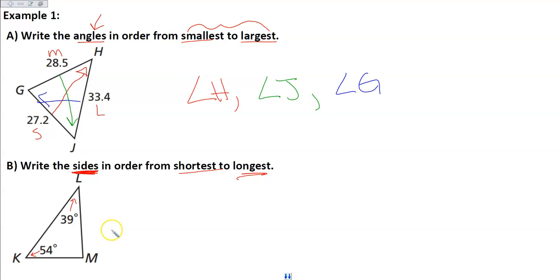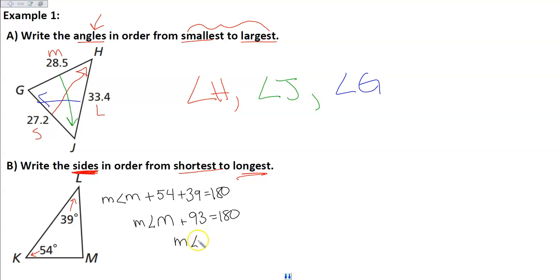All right. So the first thing that I have to do is, I know two of the angles. I have to find the third angle. So I know that all three angles in a triangle are going to add to 180. So I'm going to do the measure of angle M plus 54 plus 39 is going to equal 180. All right, so 54 plus 39 is going to give me 93. And then when I subtract 93 from both sides, I'm going to get that the measure of angle M is 87 degrees. So I know that this angle here then is 87 degrees.